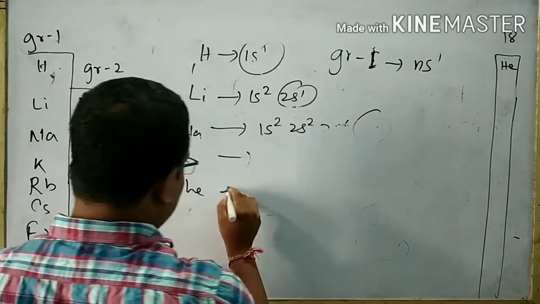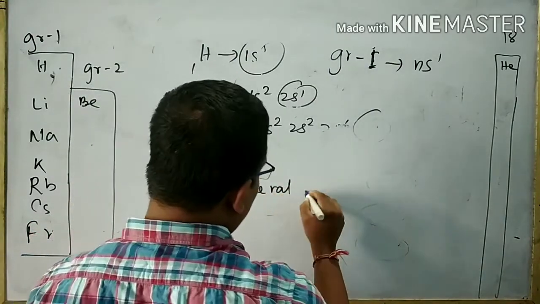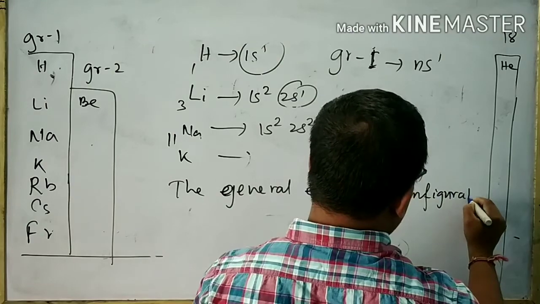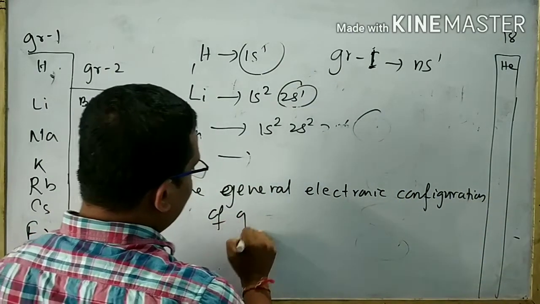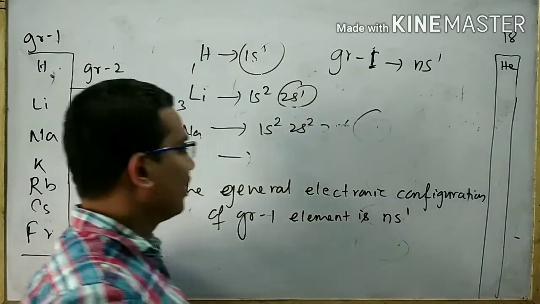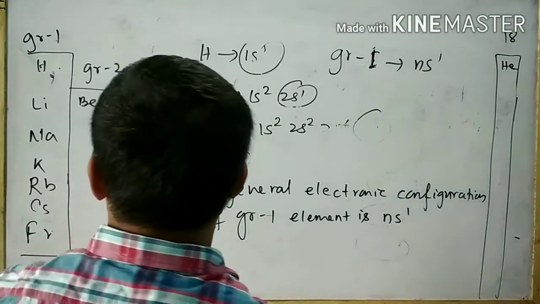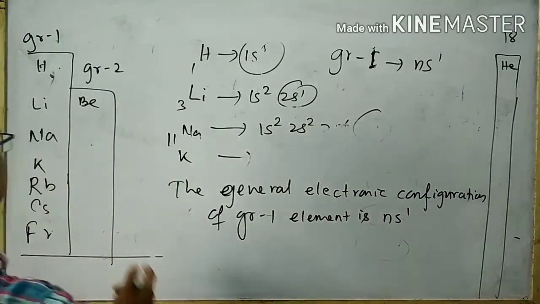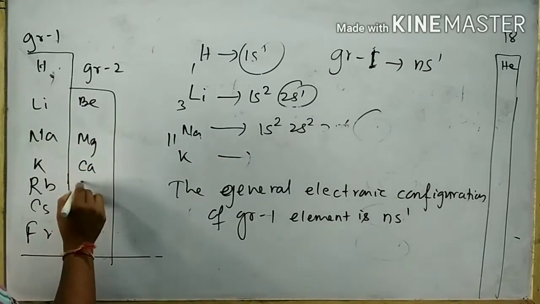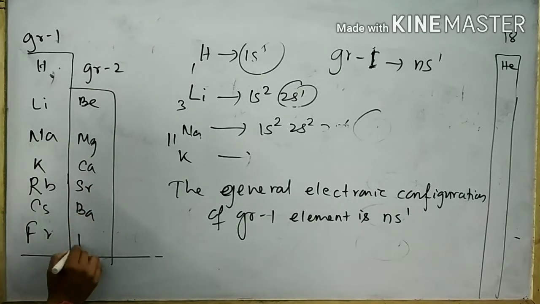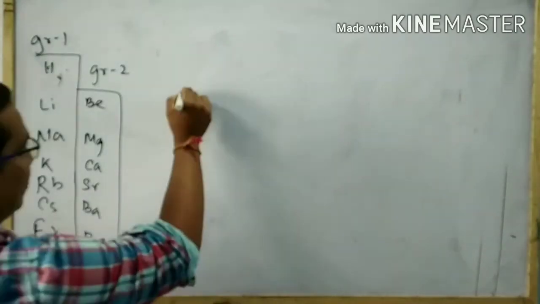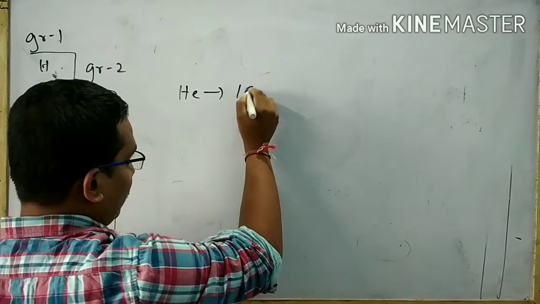So we can write the general electronic configuration of group 1 elements is ns1. Like that, you can also think about the group 2 elements with helium. Here the elements are beryllium, magnesium, calcium, strontium, barium. Next is radium. If I want to draw the electronic configuration of helium, then that is 1s2.